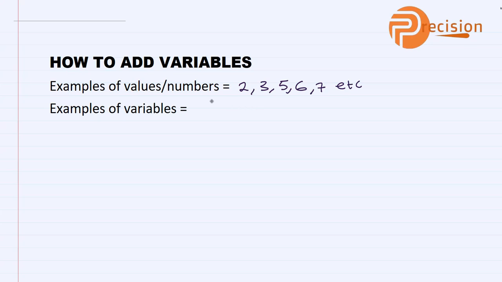While examples of variables are alphabets like A, X, Y, W. So basically these are your variables. Variables can also include symbols like scientific symbols, but let's not go that deep. Let's keep things simple. Basically, variables are alphabets and values or numbers include 1, 2, 3, 7, 80, and those values you use while counting.